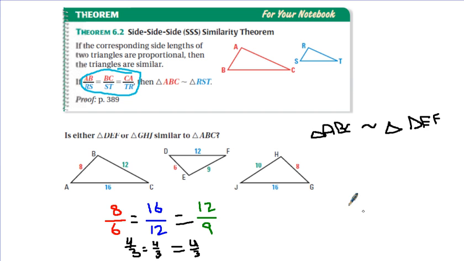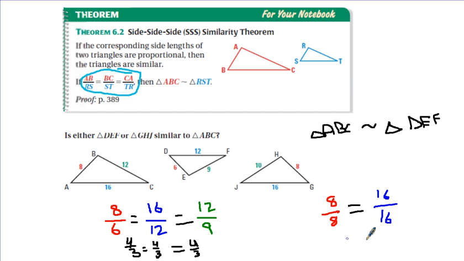Let's see if GHJ is similar to ABC. Well, we want to set up the exact same proportion. We want to set up the short sides, which would be AB to HG. That is going to be 8 for AB over 8 for HG. We would then look at the longest sides. When we look at the largest side, AC is 16, GJ is 16.